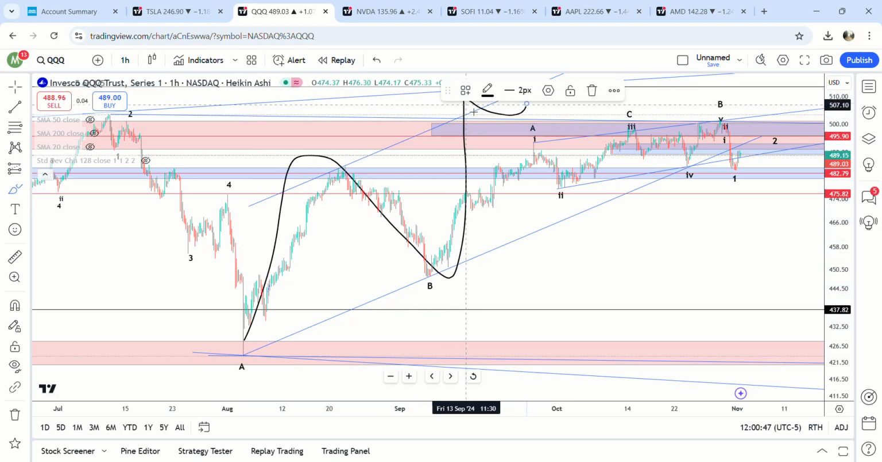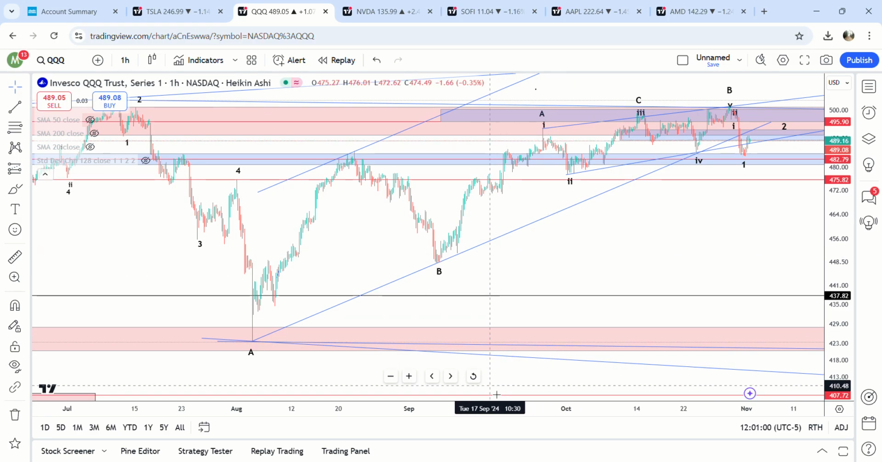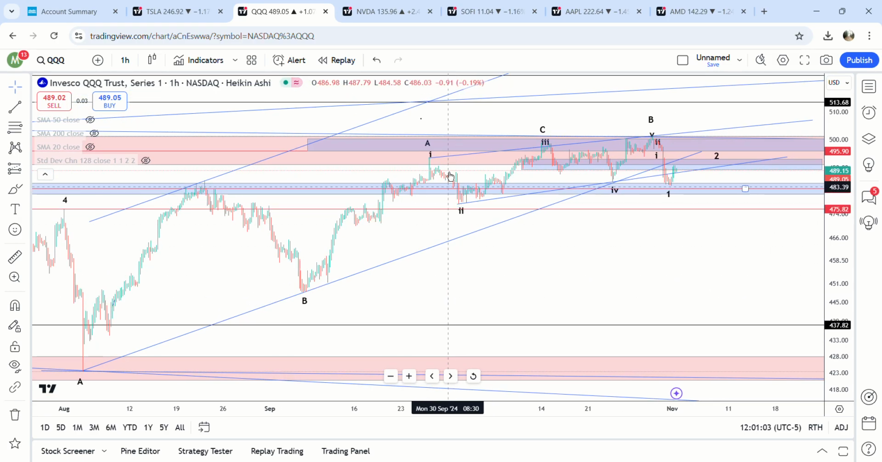It would go through that parallel line. Instead, we go up here and we start going sideways. We actually broke through the outside of this parallel line. So we know we're not in an impulse move up. So what is this? I'm going to give you an alt count.